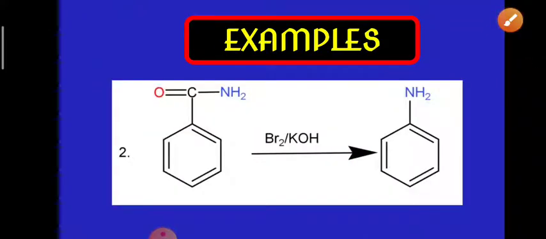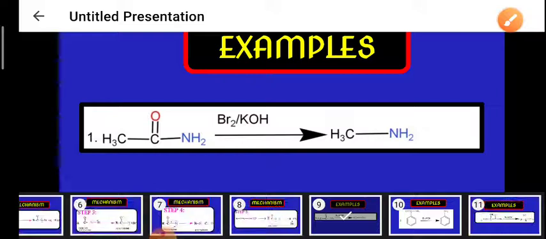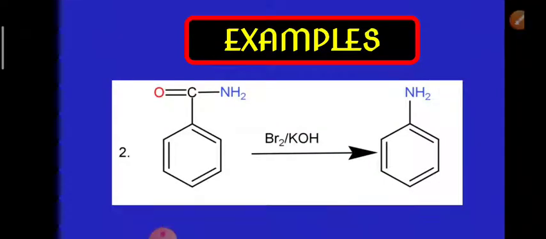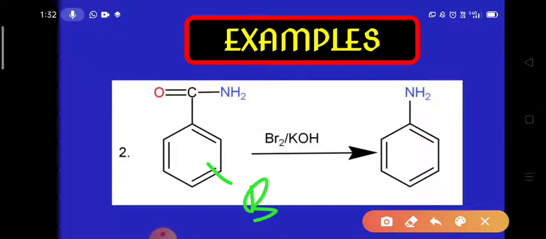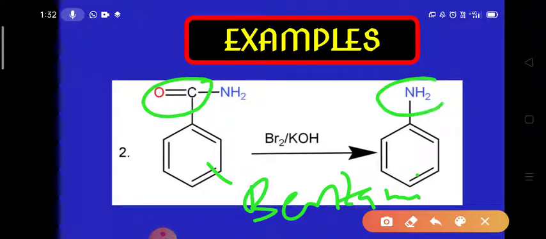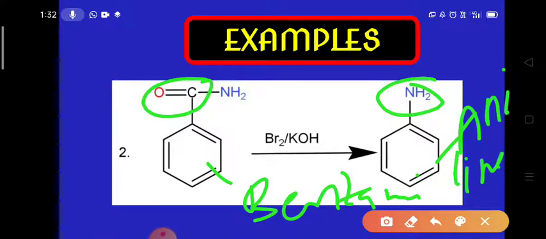Now we go for the second example. This is known as benzamide. To write the product, we have to remove the CO. So here we get this product, and this is known as aniline. So from benzamide we get aniline.